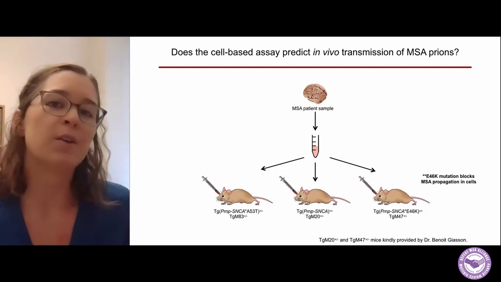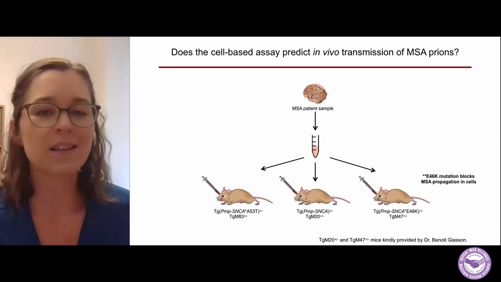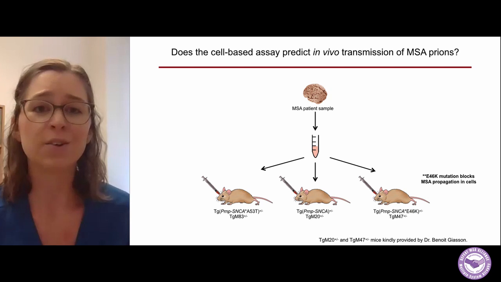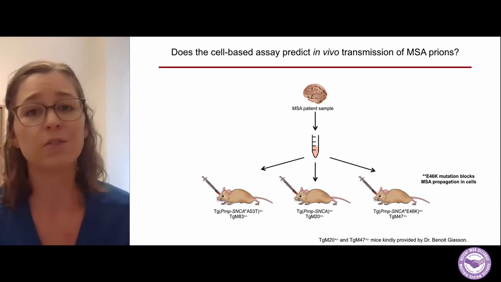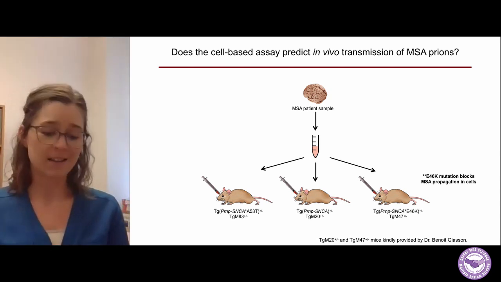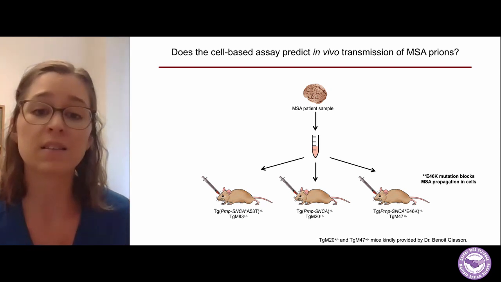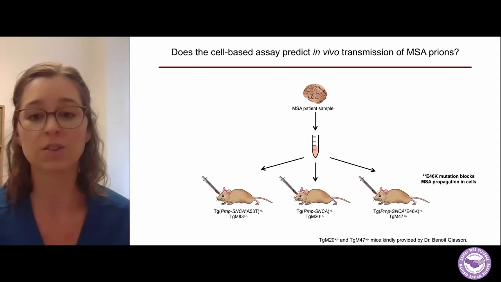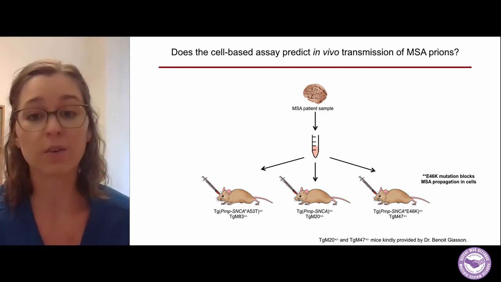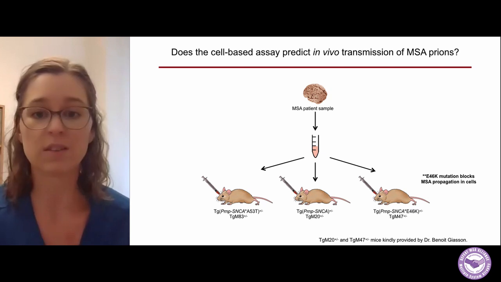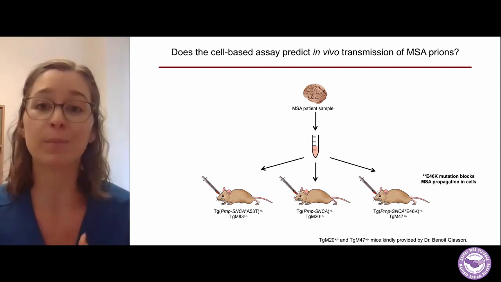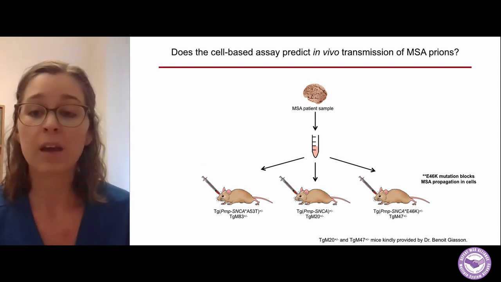And the latest set of experiments by Dr. Woerman and her colleagues involved expanding on their cell assay data. So does the cell assay predict in vivo transmission of MSA prions? And they chose to study this using the M83 mouse model with the A53T mutation, a wild type mouse model, or the M20 mice, so there's no mutations in α-synuclein, and then the M47 mouse model, which has the E46K mutation. And remember, that mutation blocks MSA.